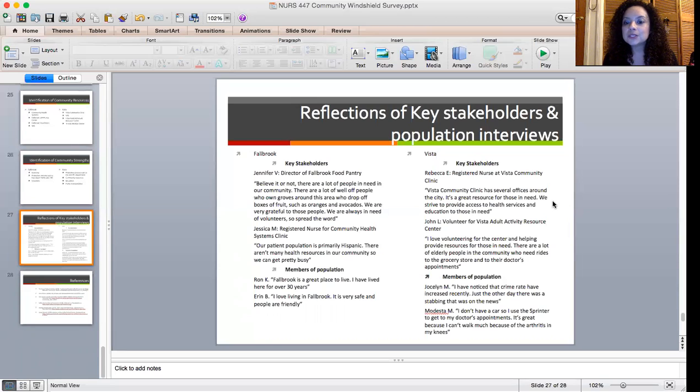Another key stakeholder, John L., volunteer for Vista Adult Activity Resource Center. He stated, I love volunteering for the center and helping provide resources for those in need. There are a lot of elderly people in the community who need transportation to the grocery store and their doctor's appointments.